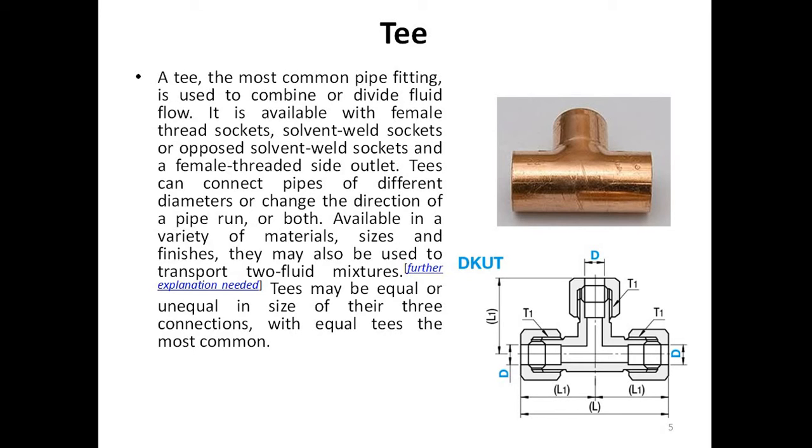A T is the most common pipe fitting used to combine or divide fluid flow. It is available with female thread sockets, solvent weld sockets, or opposite solvent weld sockets, and a female threaded side outlet. Tees can connect pipes of different diameters or change the direction of a pipe run or both.